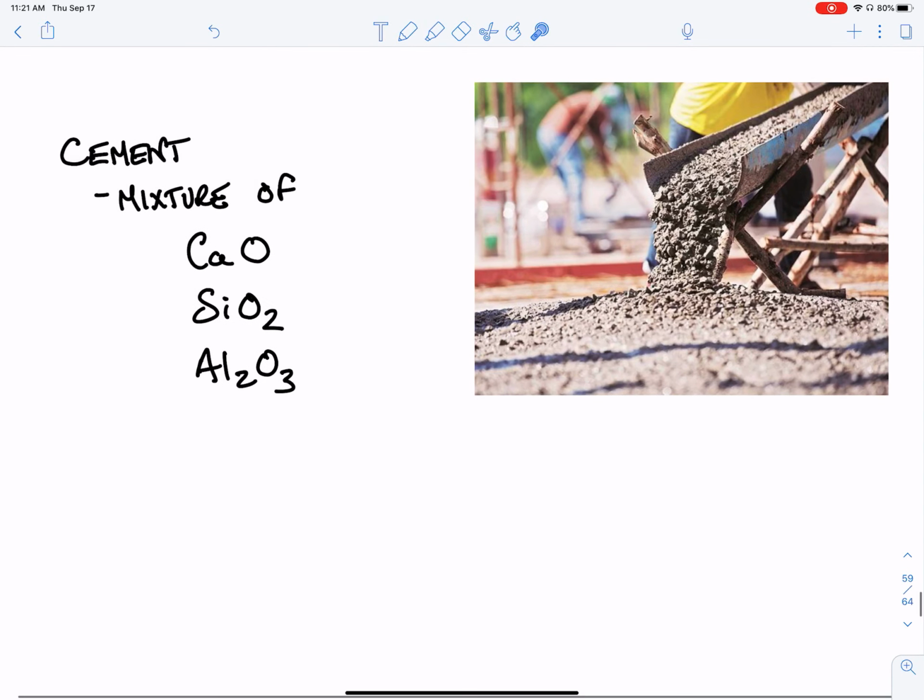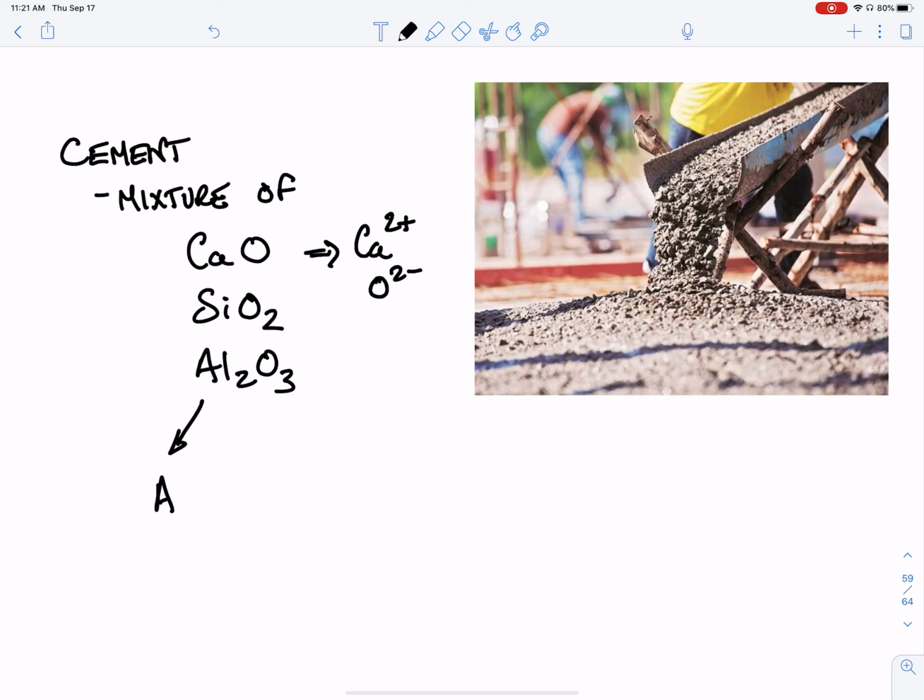And so, if you were going to use some cement in some type of application, you would need to make the choice of what solvent you would mix the cement in. And you typically mix cement with water. And why is that? Well, cement is a mixture of calcium oxide and some silica oxides and some aluminum oxides. And of course, all of these are made up of ions.